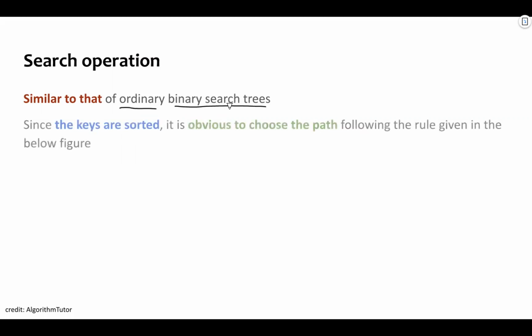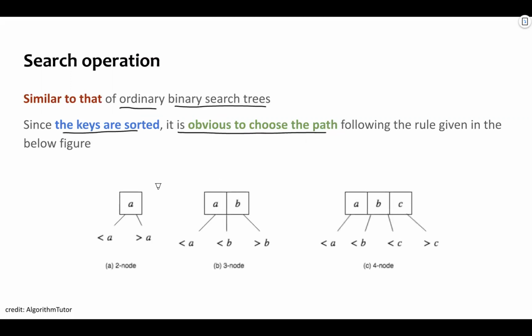First of all, let's think about the search operation. And this search operation is quite similar to that of ordinary binary search trees. Since the keys are sorted, it is obvious to choose the path following the rule given in the below figure. So this is what we saw. So when we want to find the value, let's say A is 15. However, if you want to find 17 in this node, then when we reach here, we're going to go to the right side because this value is smaller than the value we want to find, 17.